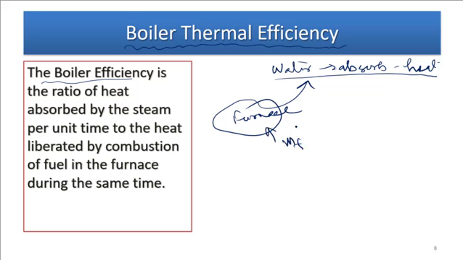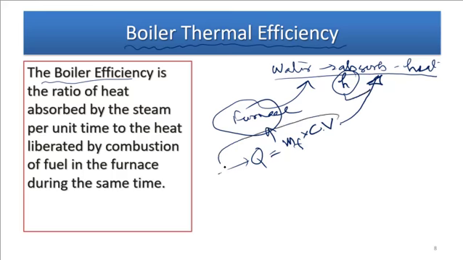Say mf kg of fuel is burned, and the calorific value of fuel is say CV. So this amount of heat is produced in the furnace. So this is heat, and out of this some amount of heat is transferred to the water, and that will be used to form the steam. So from this we can calculate the efficiency of boiler. So amount of heat absorbed by the steam is say H, so this becomes output, and this becomes input.